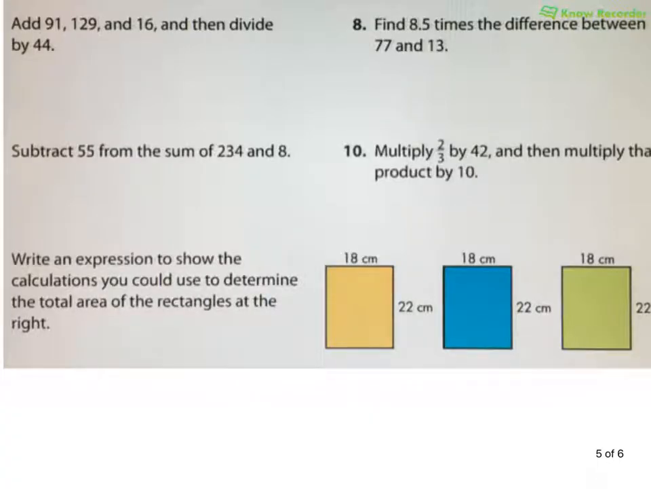All right. Add 91, 129, and 16, and then divide by 44. Do it at the end. Addition usually happens after division, so I'm going to throw some parentheses up there.